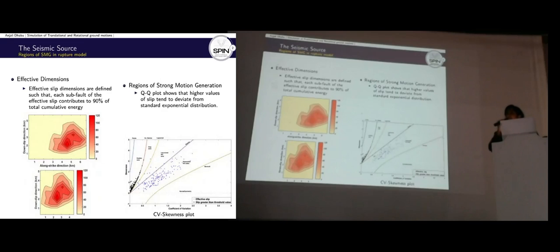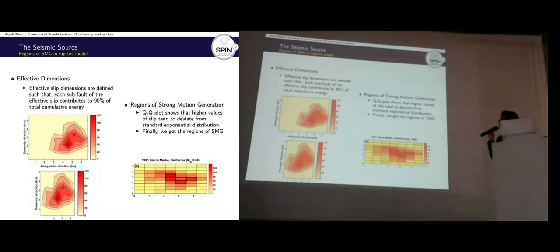This shows that this can be a better method to represent the regions of asperities or regions of strong motion generation. Finally, for the given 1991 Sierra Madre earthquake, you can see that the dark black lines are actually showing the regions of strong motion generation, and they are actually able to capture the subfaults with the maximum slip values.